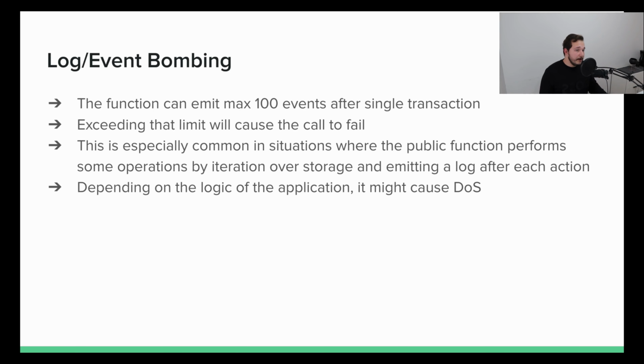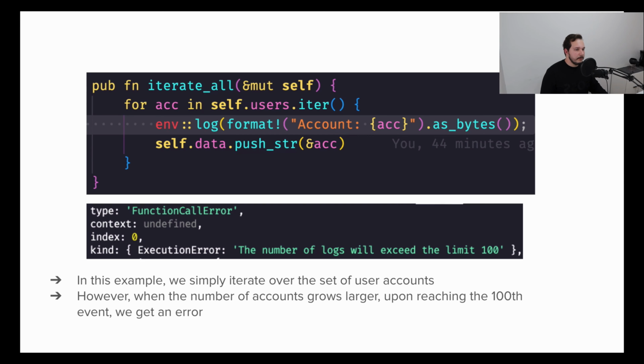Log event bombing. The max events that can be emitted in a single transaction is 100, and exceeding this limit will cause the call to fail. Again, it's super common when you are iterating over something, like in this example. Here it is. We just have a log, and on every iteration, we log something on chain, and eventually, if we have more than 100 accounts, it will cause the call to fail.